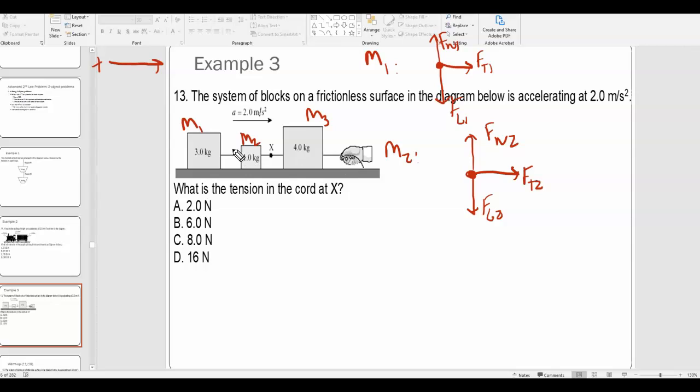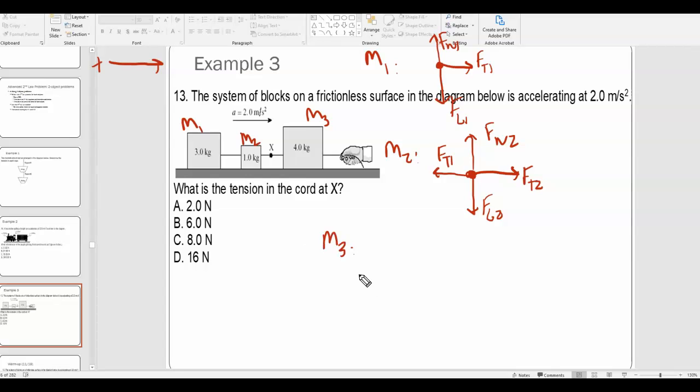But there's also this string pulling M2 to the left. But that's the same string we had in the last problem, and we already called that tension something. We call that FT1. There's that third law reaction force. Equal and opposite reaction forces right there. So that's what the FBD looks like for mass 2.